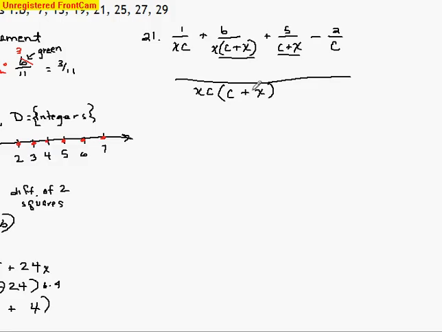Alright, so you have your common denominator. You see how you need all these? You need all the factors. This is a factor, this is a factor, this is a factor, this is a factor. So you need all the factors. This one is kind of tricky. So once we find our common denominator, we take the numerator times whatever is missing in the denominator. So we need to take this one by c plus x.